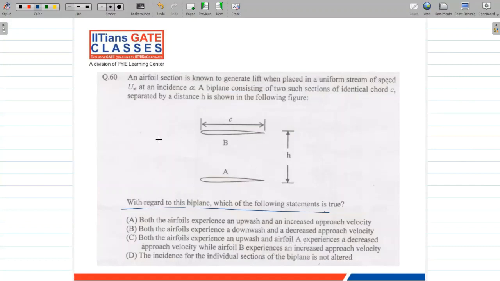So what they're asking us is that just because of this configuration, will A and B see a net increase in the flow speed? So let's say free stream is coming at V infinity, but because of the interaction between these two airfoils, will V infinity become higher? And the other question is, would they receive an upwash or a downwash? So let's try to find it out. You need to just think very logically over here.